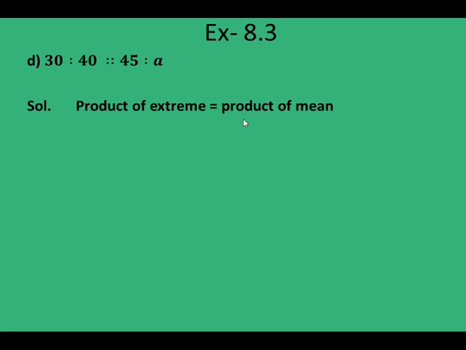Then we are having D part. Again we need to find the value of A for the proportion values. So product of extremes is equal to product of means. So first and fourth term, extreme terms, multiply them, 30 and A, and mean terms 14 and 45. Now A will be equal to 14 into 45 divided by 30. By solving the above equation, we will get value of A is equal to 21 answer.